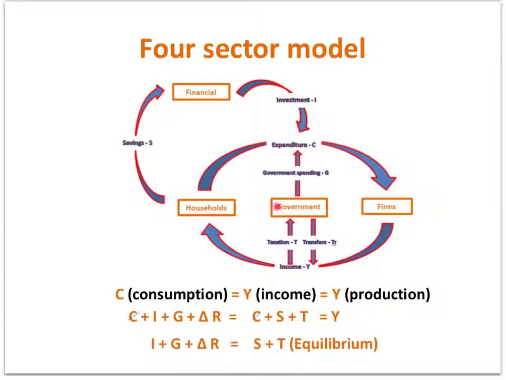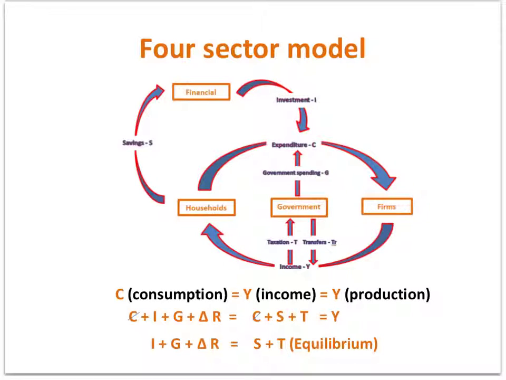The fourth sector of the economy is the government. The government collects taxes from income, so taxation is a withdrawal from the circular flow. Government gives transfers to people on low income, so transfers are an injection to the circular flow. And finally, government spends money to buy goods and services, so government spending G is an injection to the circular flow.